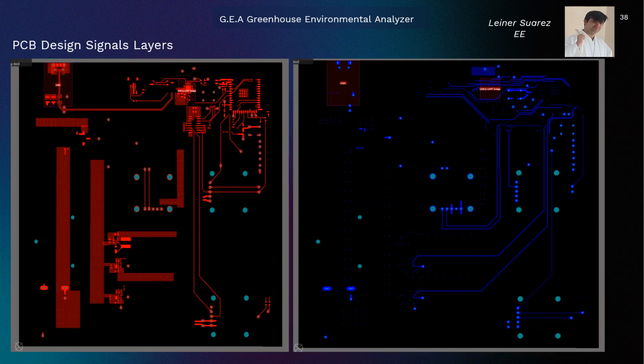Here what you are seeing is the signal layers, the top on the left, the bottom on the right. As you can see, a lot of components are close to one corner. This is because the sensor needs space on the PCB. All the components are placed on the top layer. So in the bottom layer, we only have connections.